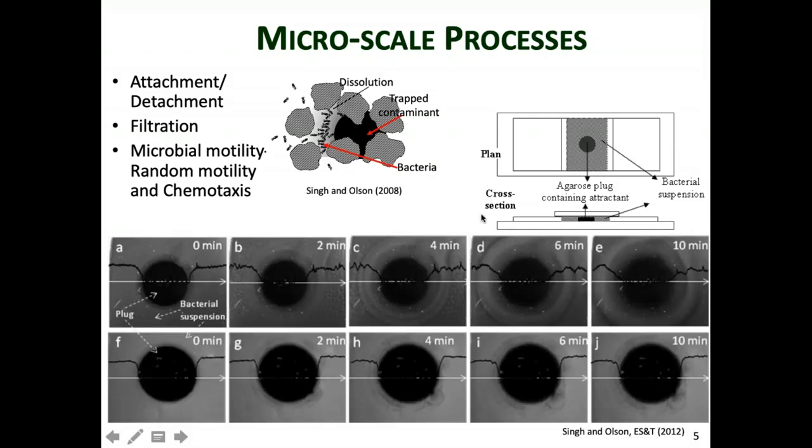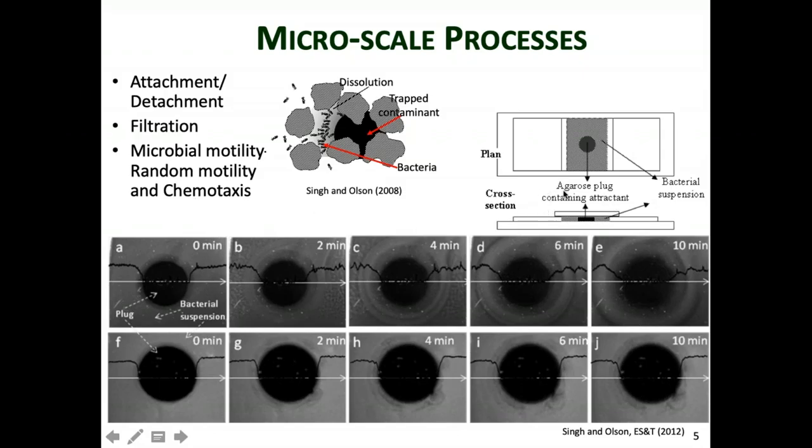The experimental setup I talked about in the previous slide is not capable of capturing those processes. So we wanted to show one of the processes of bacterial motility, which is called chemotaxis, where bacteria get attracted to or move away from the contaminant, and that helps in designing the bioremediation of a contaminated site.